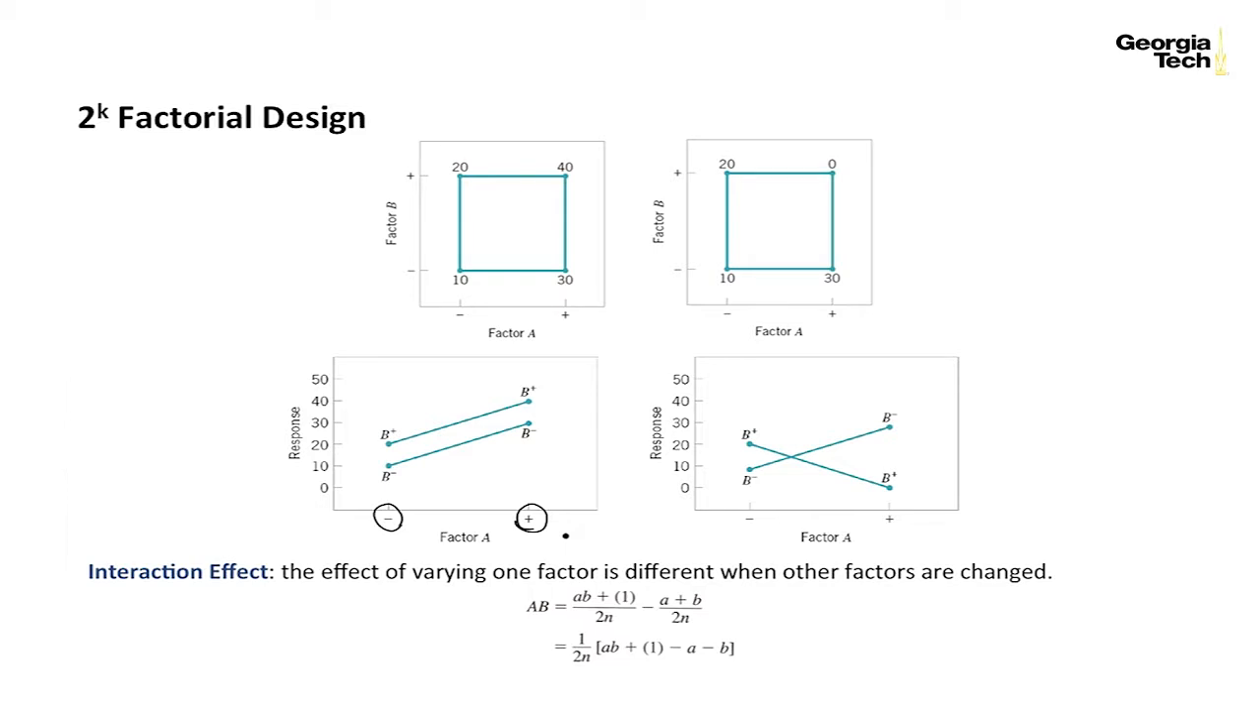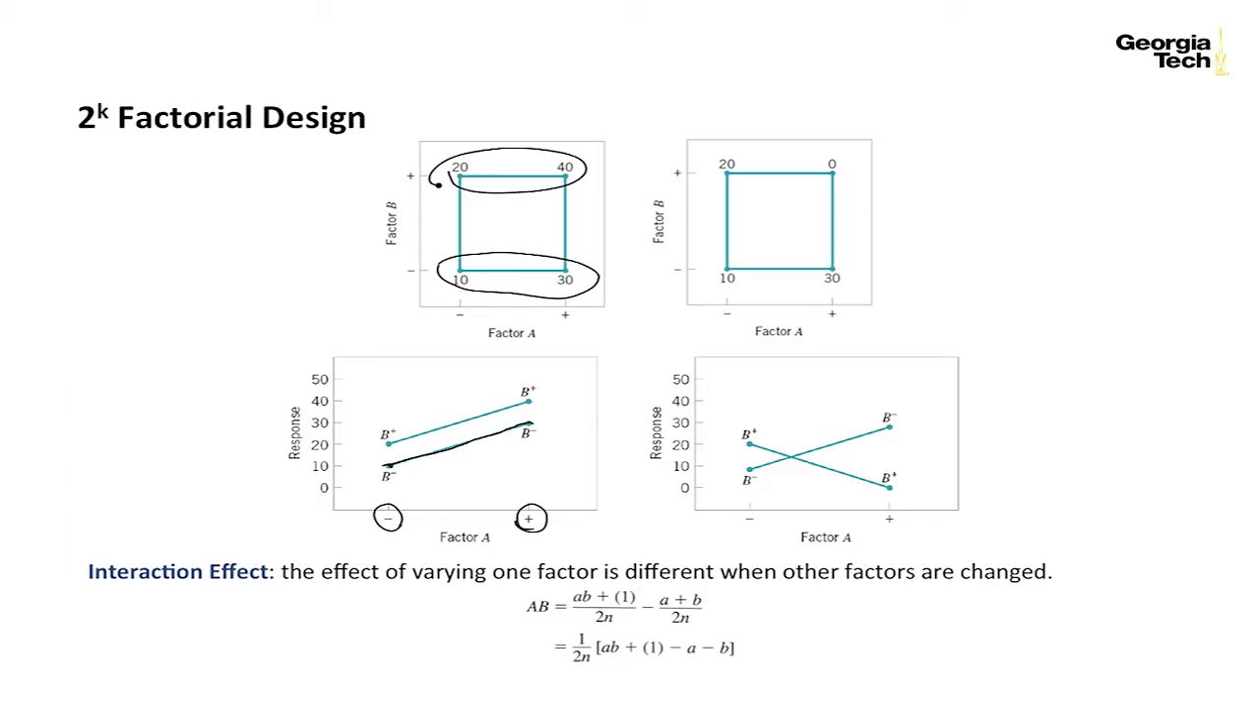So let's say B at negative level, which is these two numbers. When B is at negative level and we change factor A from negative to positive, negative is 10, as you can see, positive is 30. So what would be the effect in that case? It is around 20. So I can say this plot shows the effect of A at the low level of B. Now let's focus on high level of B.